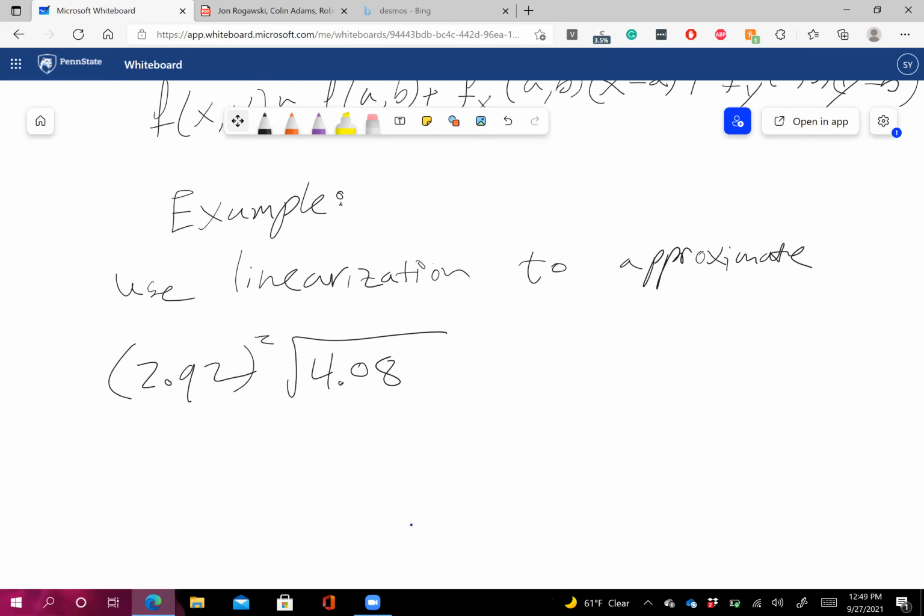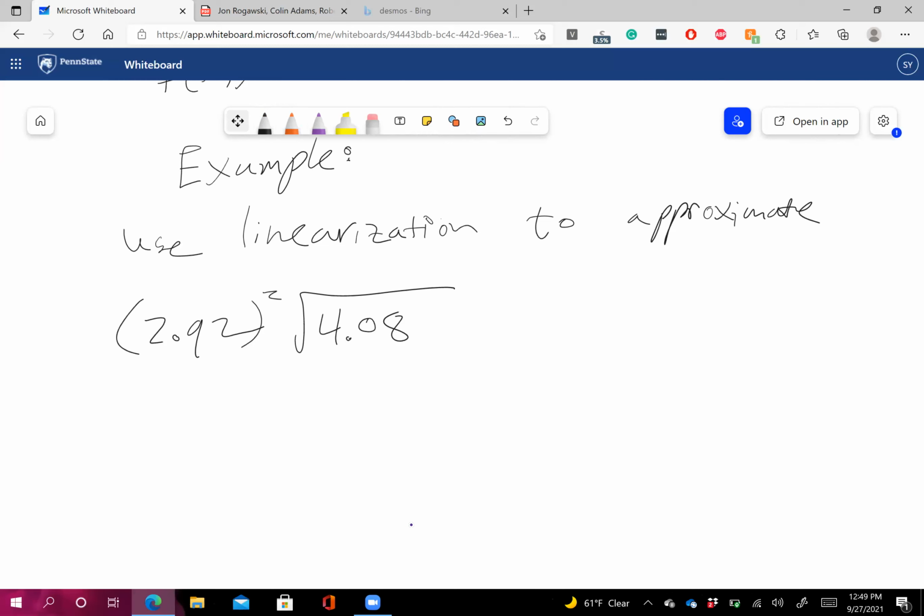So questions like this are asked in Calc 1, but with only one type of value. For example, you can be asked to approximate the square root of, let's say, 3.01, at which point you take your f of x to be the square root of x, and you linearize it, and you use the linear equation to approximate the value at 3.01. So we will do something similar for this problem.